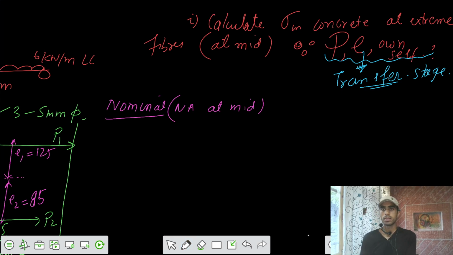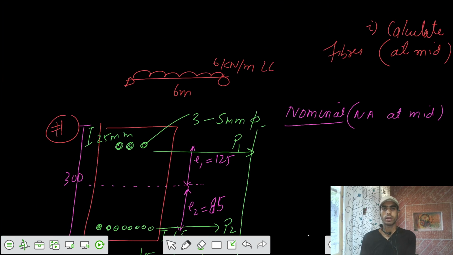Let's try to have those stresses at the transfer stage: P, E, and self weight. So let's calculate the self weight. What is the self weight? We can have dead load.